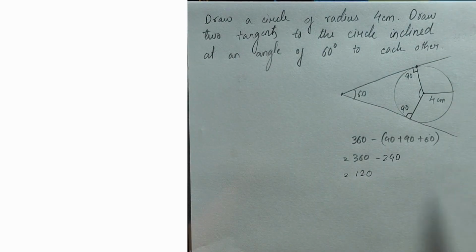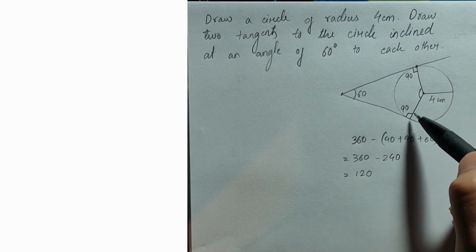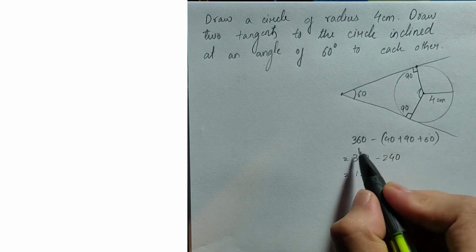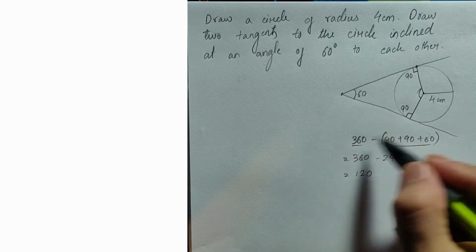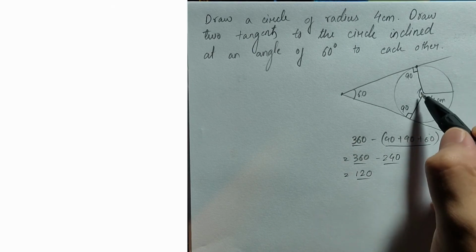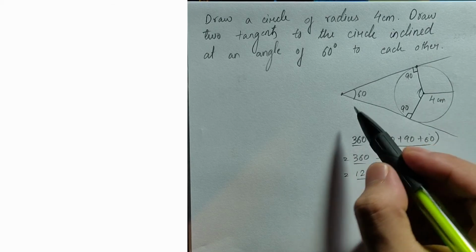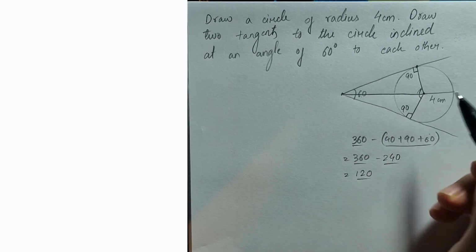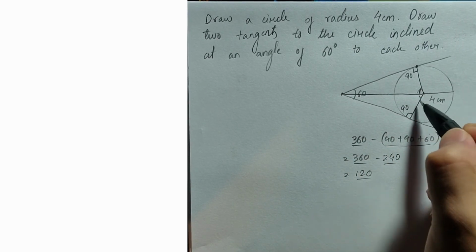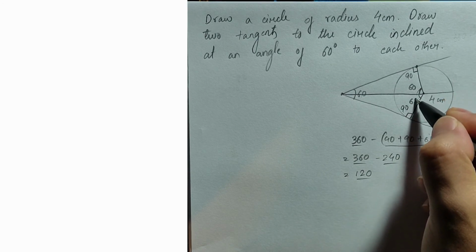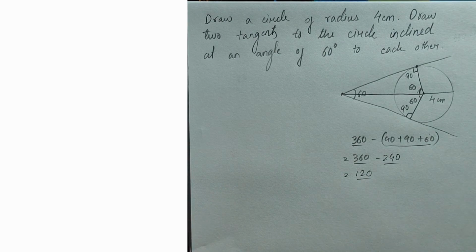Okay, so we know that this angle plus this angle plus this angle plus this angle is 360. So this angle alone will be 360 minus all of these angles, which will be 360 minus 240, which is 120. So we have this angle to be equal to 120. Now if you draw a line from this point to this point, then we know that this line bisects this angle. Okay, so this angle will be 60 and this angle will also be 60.